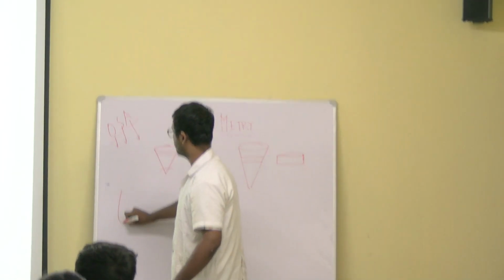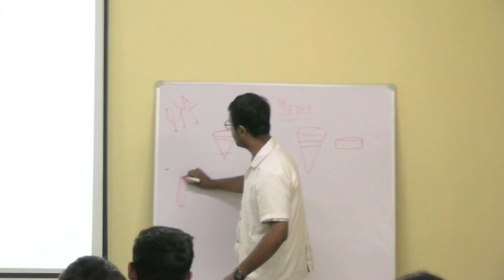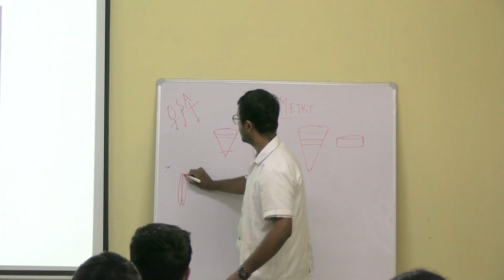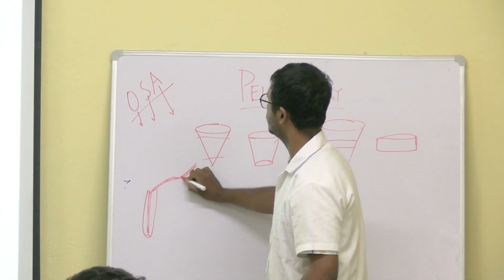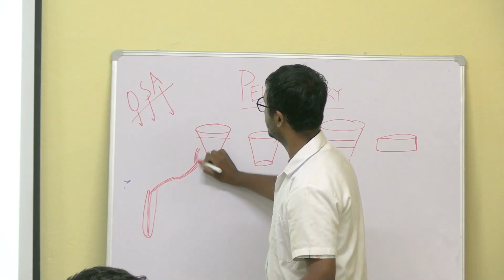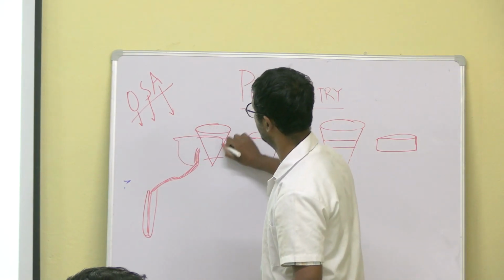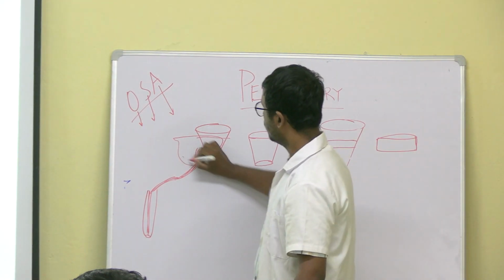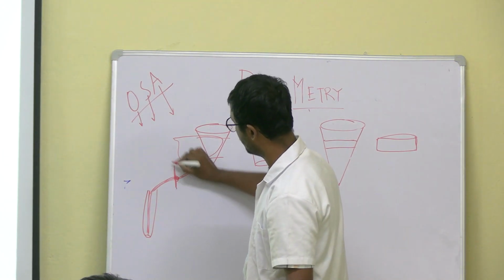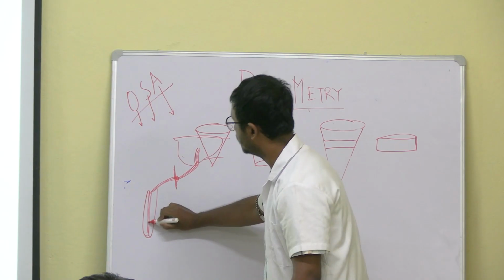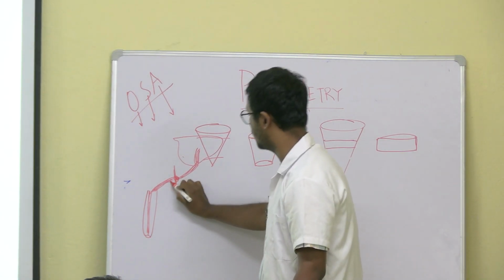So suppose this is the penis. So here will be your penile urethra. Then comes your bulbar urethra. Then comes your membranous urethra, and finally your prostatic urethra. Here will be your bladder. Now here there is one segment which is known as verumontanum. Just leave this thing. So this is your penile urethra, this is your bulbar urethra.